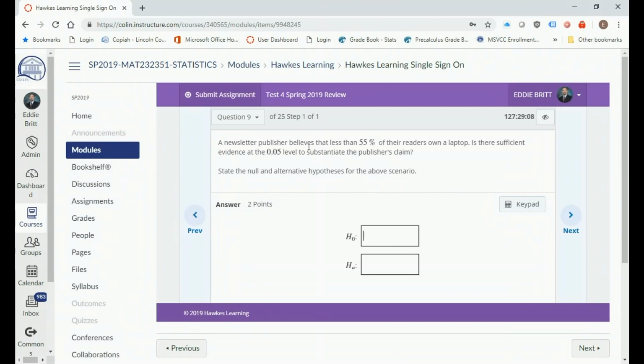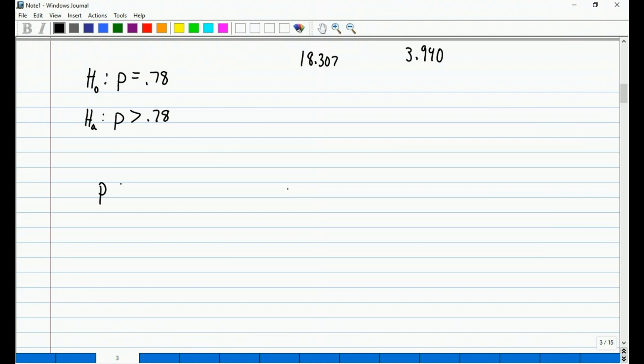All right, same thing here. It says a newsletter publisher believes that less than 55%. So less than 55%, just what it sounds like. Less than 0.55. The opposite of that would be greater than or equal to 0.55. The one with equality, we make that equals. So P equals 0.55. That's going to be our null hypothesis. The other one, by default, becomes our alternate hypothesis. Since it's a less than in the alternate hypothesis, that means that it's a left-tailed alternative, or a left-tailed test. All right, so I'm going to type that in. P equals 0.55, and P is less than 0.55.